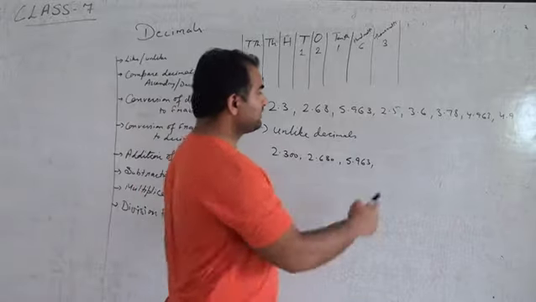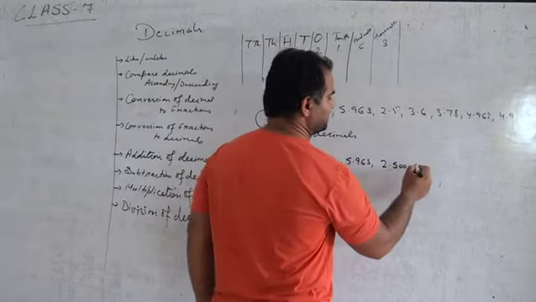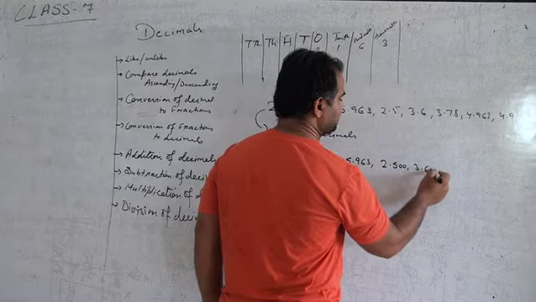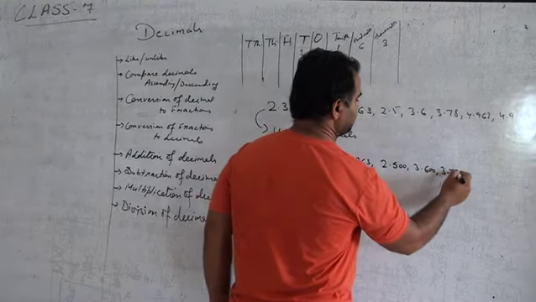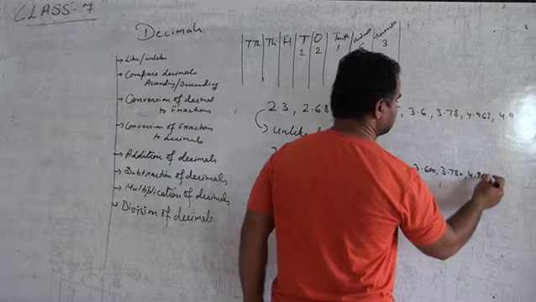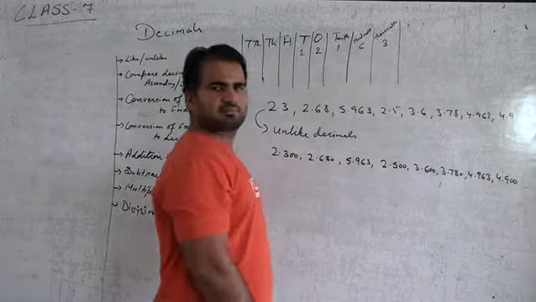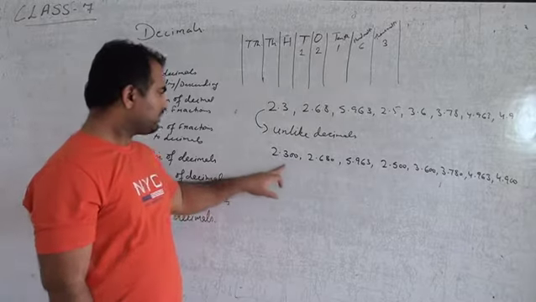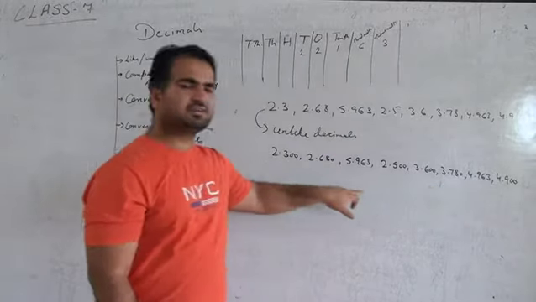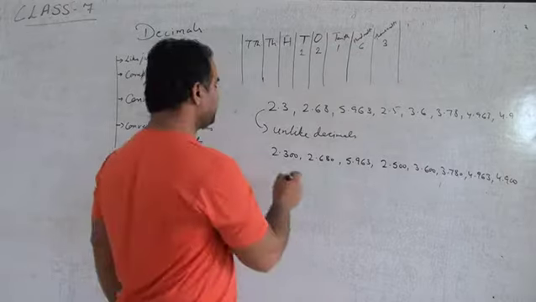Next is 2.500, next is 3.600, 3.780, and 4.963 and 4.900. Now you can see all of them have 3 digits after the decimal. So all of these are now like decimals.